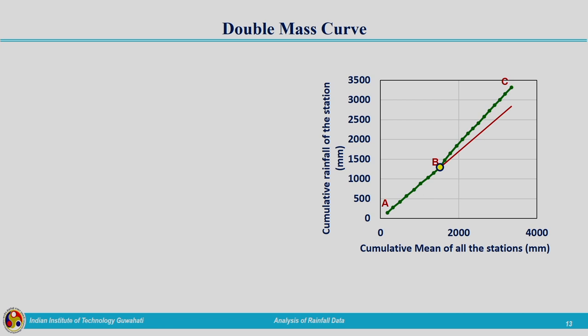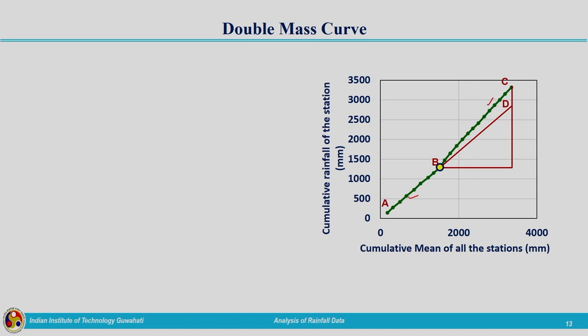After that, we find the slopes of the recent data, and also of the line where we have observed the slope variation. For that we find the ordinates and abscissa. So BC represents the inconsistent data, and we are assuming that AB is correct, because when this is plotted, at a particular point B we have seen that a change in slope has taken place.